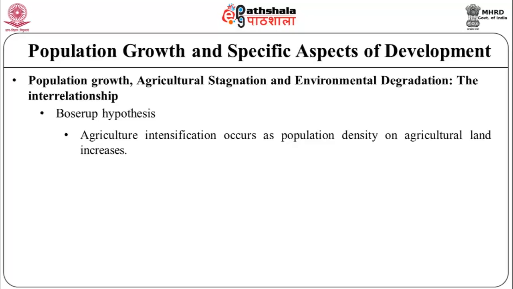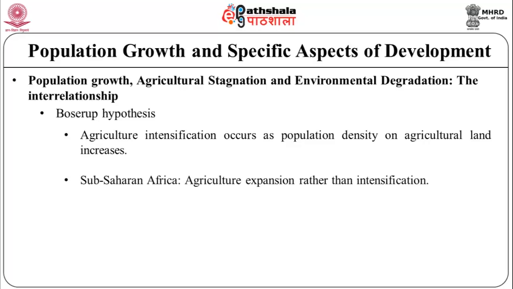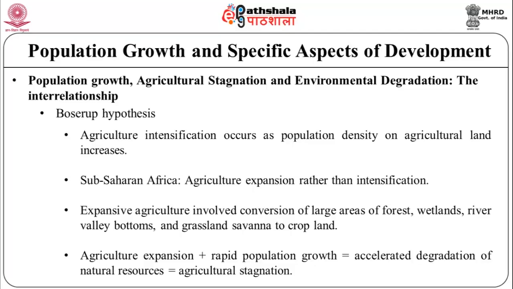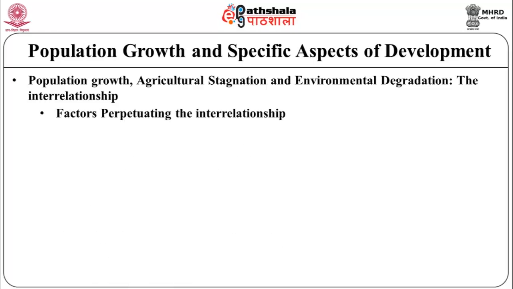Bottom-up hypothesis: agriculture intensification occurs as population density on agricultural land increases. In sub-Saharan Africa, there is agriculture expansion rather than intensification. Expansive agriculture involves conversion of large areas of forest, wetlands, river valley bottoms, and grassland savanna to cropland. Agriculture expansion plus rapid population growth equals accelerated degradation of natural resources, which equals agricultural stagnation.